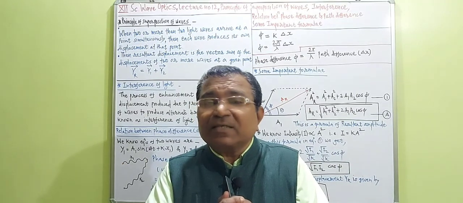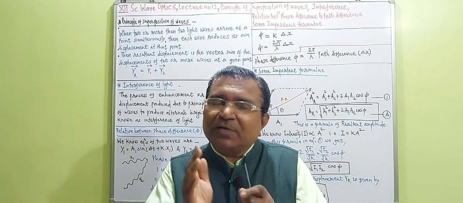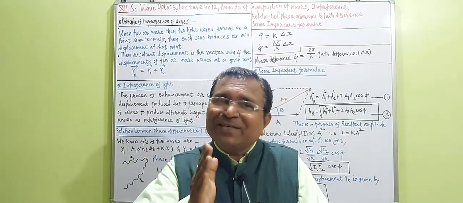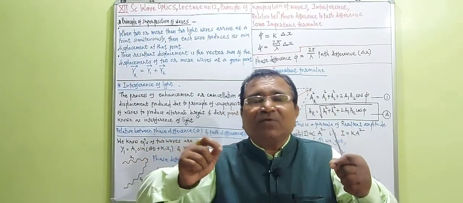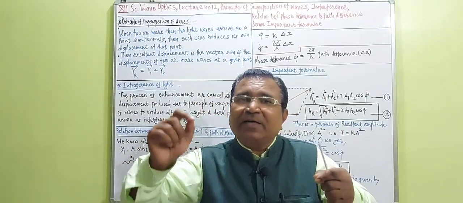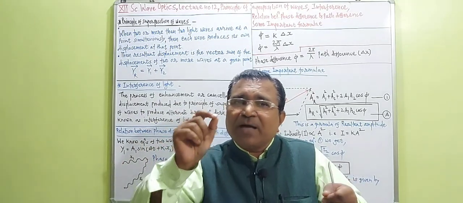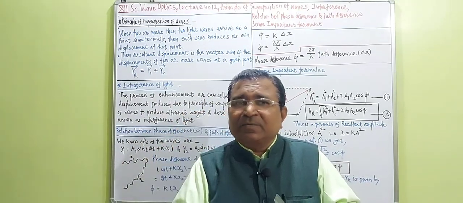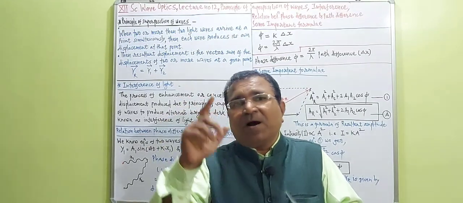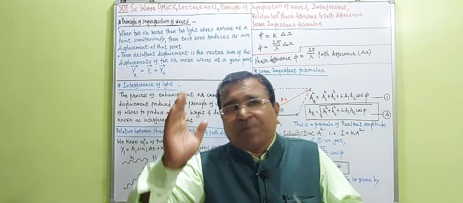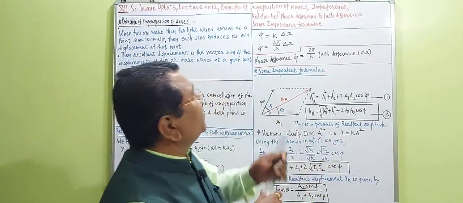Don't make a mistake while remembering the relation between phase difference and path difference. Phase difference is equal to 2 pi upon lambda into path difference. How can we remember this? 2 pi is there. Path difference, pi is there. Pi, path difference. So phase difference is on the LHS.